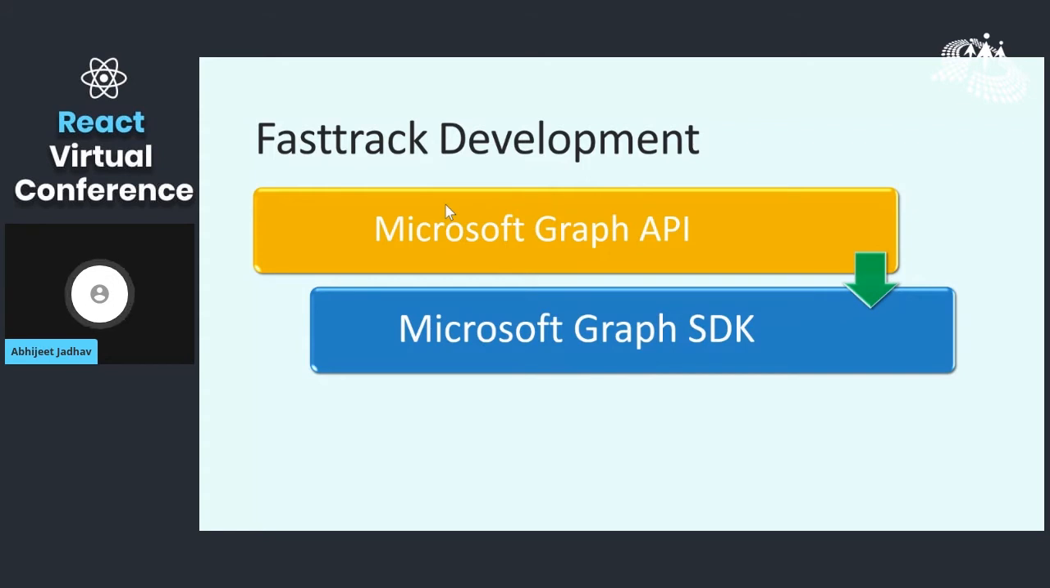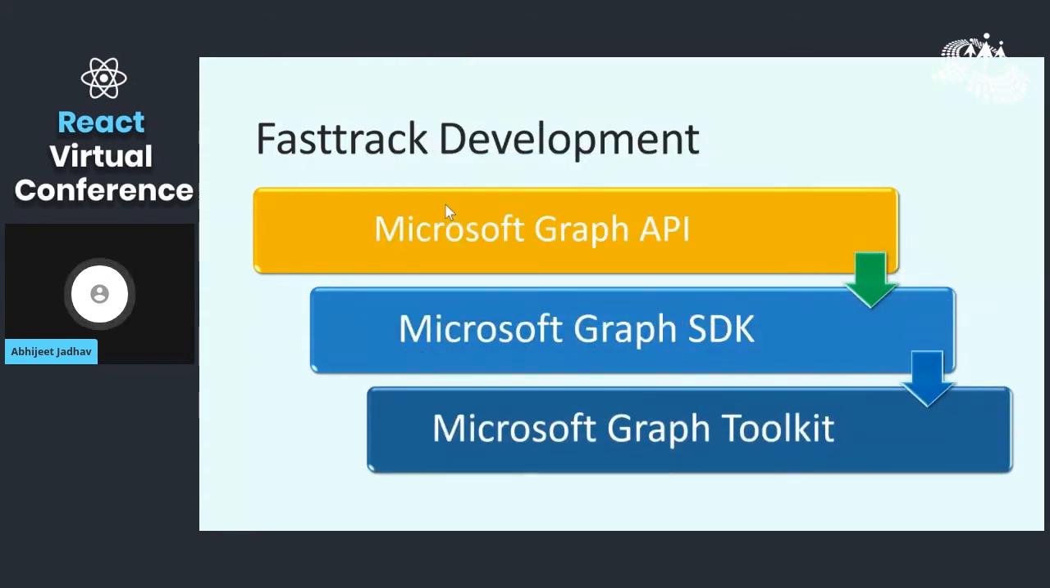Okay. Now I'm talking about the fast track development. We first talked about how we can get the data from Office 365. Graph API was introduced. To make the multiple calls and all other request-response handling, SDK was introduced. But these SDKs are only going to give you the general plumbing tasks, right? So then Microsoft Graph Toolkit is introduced. This is the newest thing which is added in the development tool set.